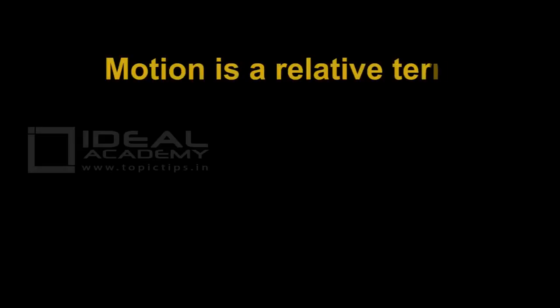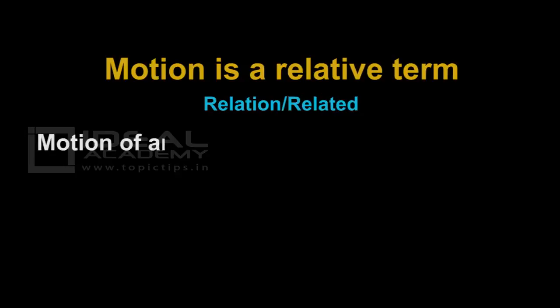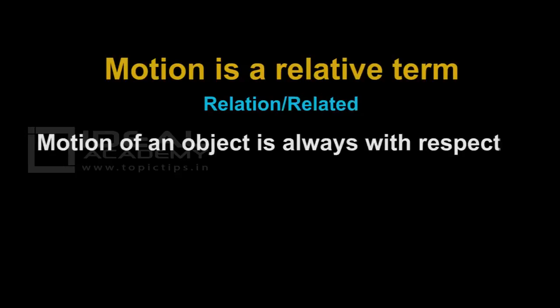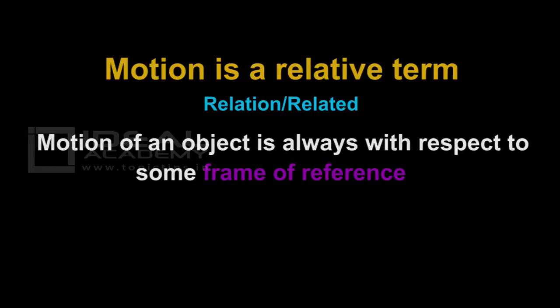Well, a very important thing to discuss when we talk of motion is that it is a relative term. What do we mean when we say relative? The term itself suggests relative, that means in relation to something or related to something. Correct? That means motion of an object is always with respect to some frame of reference. This is a very important term, with respect to some frame of reference.